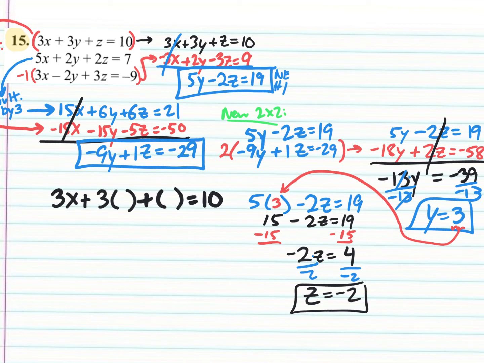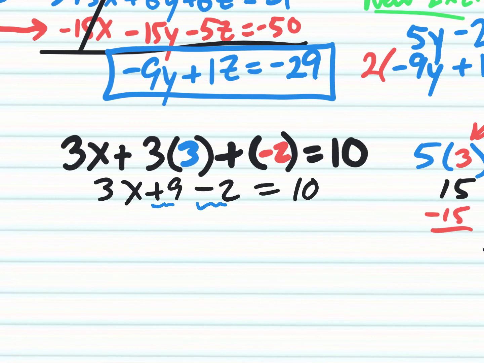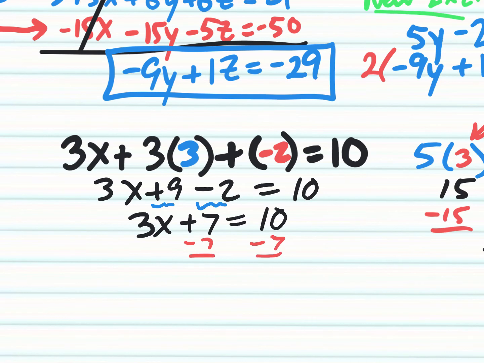Now let's actually plug in those values. The y value is 3, and the z value is negative 2. So we're going to simplify this. We're going to have the equation 3x plus 9 minus 2 equals 10. And of course the 9 minus 2, that'll give you 7. So what we really have here is 3x plus 7 equals 10. We're going to subtract 7. We will end up with 3x equaling 3, giving us a final answer of 1. So x equals 1.